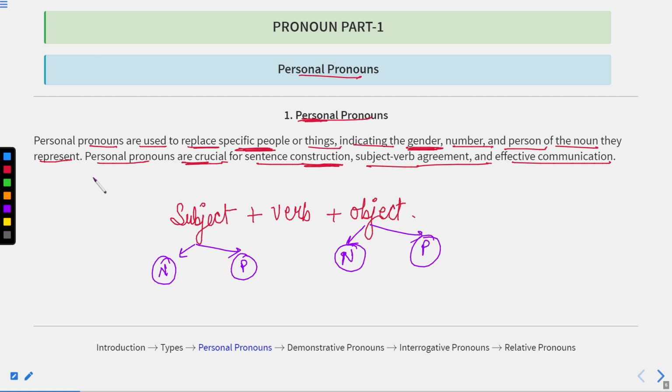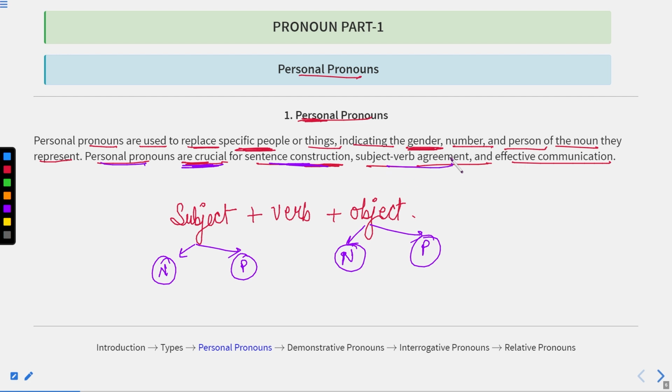So personal pronouns are crucial. Crucial means very important for sentence construction. These play a vital role while we are constructing a sentence. It means this is the basic structure where we are writing subject plus helping verb plus main verb plus object. In this sentence, subject and object matter a lot, and personal pronouns form these two structures of the sentence.